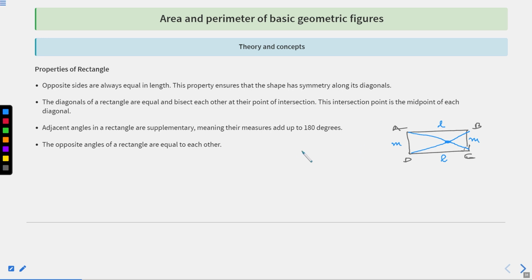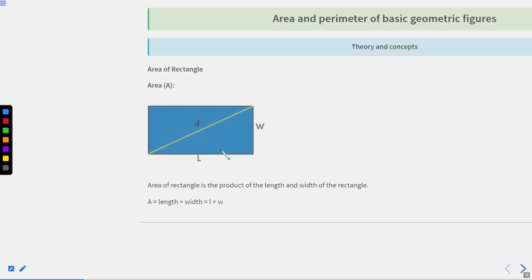Adjacent angles in the rectangle are supplementary, meaning their measures add up to 180 degree. So that means if I add this angle and this angle, the sum of these two angles is going to be 180 degree. The opposite angles of a rectangle are equal to each other.